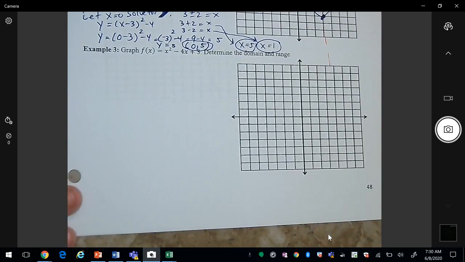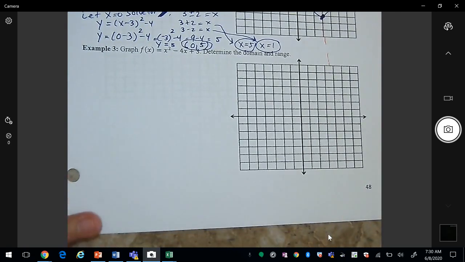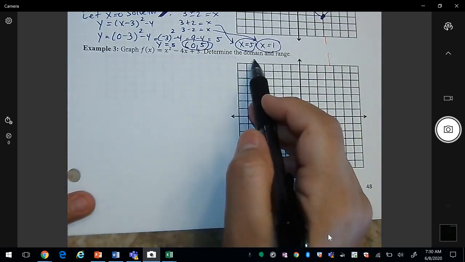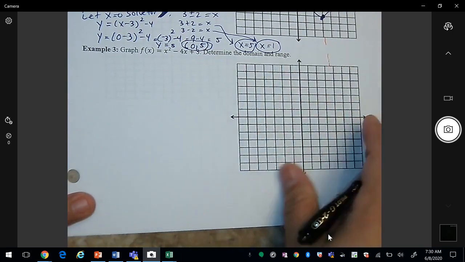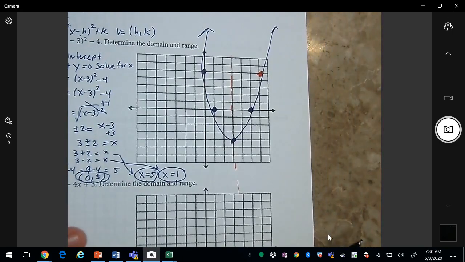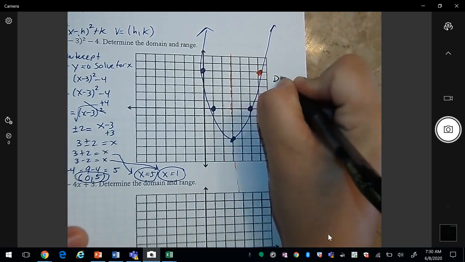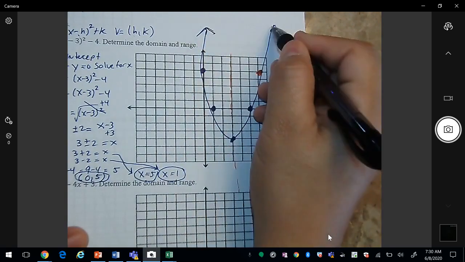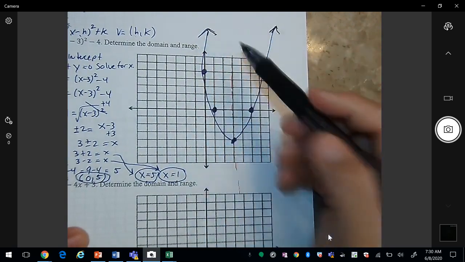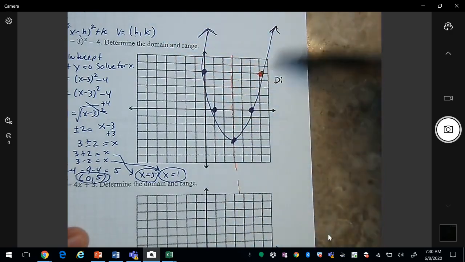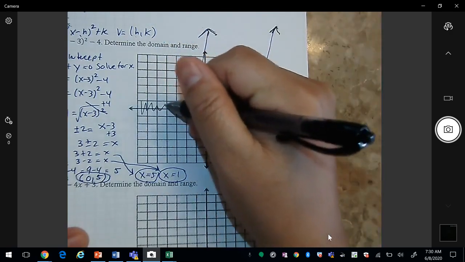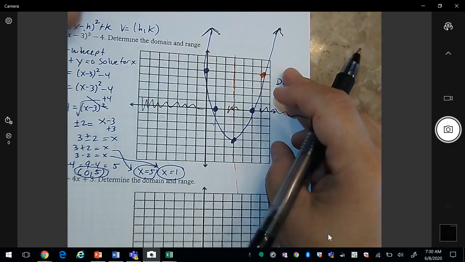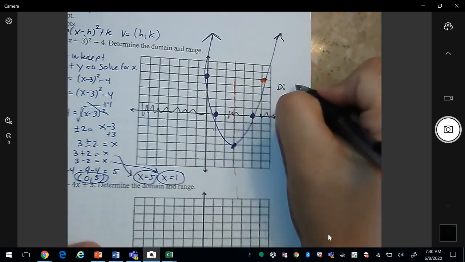Example 3, graph f of x equals x squared minus 4x plus 3. Determine the domain and the range. And actually on this one, it also asks for the domain and the range. So the domain is all the x values that we're using. Since we have these arrows, that means that the graph will keep going on forever, which means that we'll be using all these x values because the graph extends this way and this way.